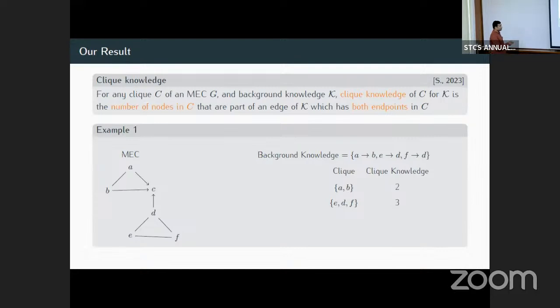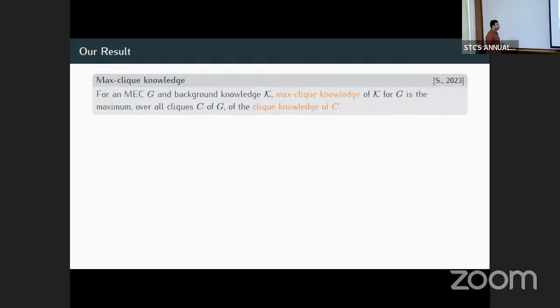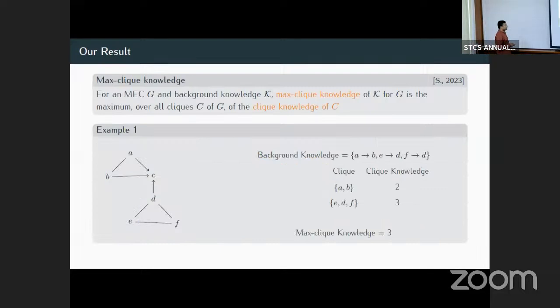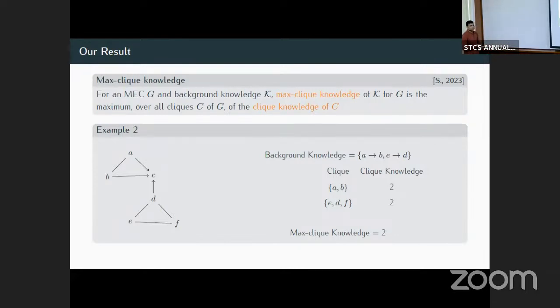But in this case, the clique knowledge of this clique is not 3 because F is also part of an edge, which has both endpoints in this clique here. Max clique knowledge is the maximum clique knowledge among all the cliques we have. For example, in this case, the max clique knowledge is 3, and in this case, the max clique knowledge is 2.